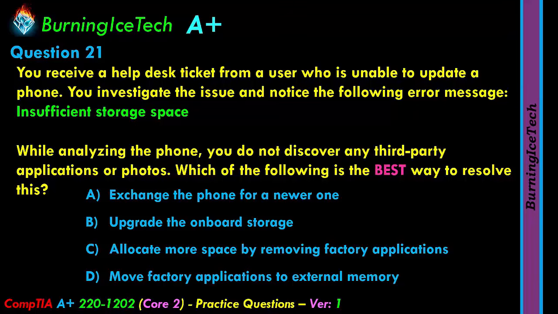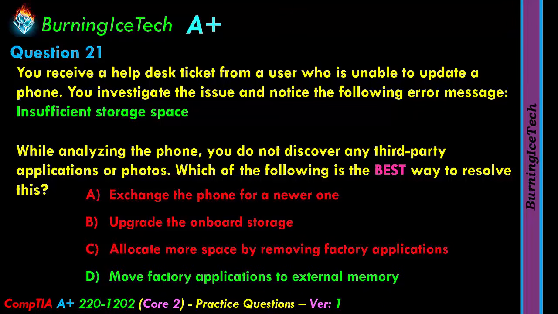Answer D, move the factory applications to external memory. That is something you can go and look at. I don't know how you do that. I know some phones do have that ability. You'll find a lot of people will go and move their third-party applications, their photos and videos, all of that they have power over, to external memory like a memory card. But apparently you can go and move your built-in applications from the factory as well. I've never done that. I don't know how you do that, I'm going to be honest. But it is possible on some phones, and it'll definitely free up some space. So that's something you guys can look at.